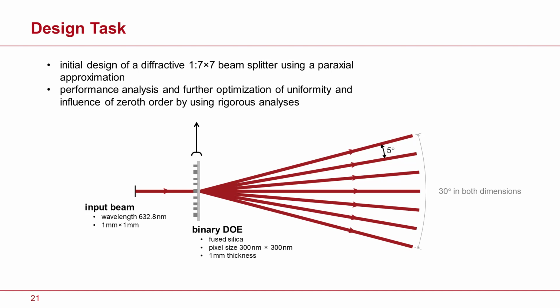As regards the outgoing light that we want to obtain as a result of this design, as that name 1 to 7 by 7 beam splitter already tells us, we want to obtain from a single incident beam a regular array of 7 by 7 spots, and we want those spots to cover a total extension in the direction space of 30 degrees in X and 30 degrees in Y, and we want that to happen with a separation of 5 degrees between orders.